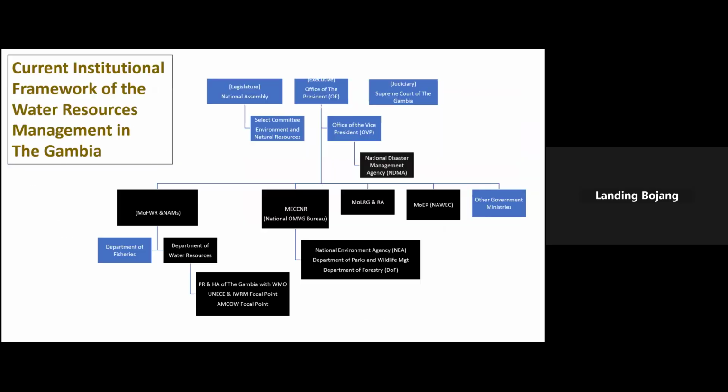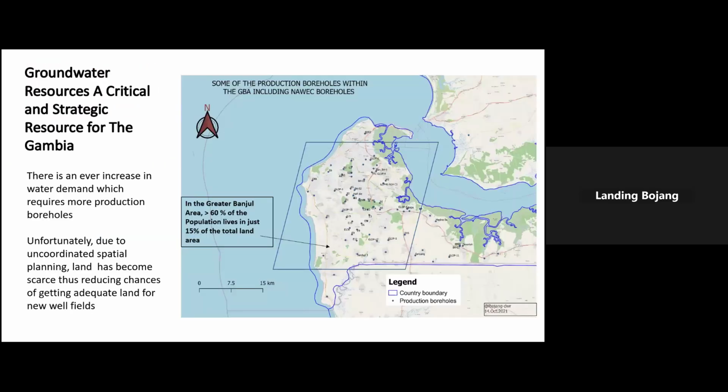So also the impact of climate change on the coastal areas. The next slide also indicates, just to validate the point of the pressure on this area, that groundwater resources are a critical and strategic resource for the Gambia, because most of the boreholes that are supplying water are located in this area.